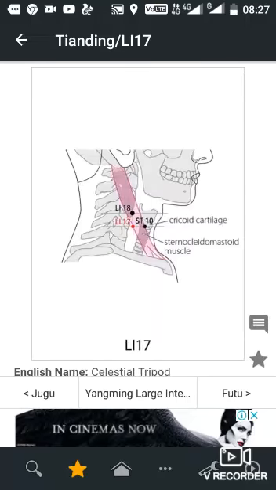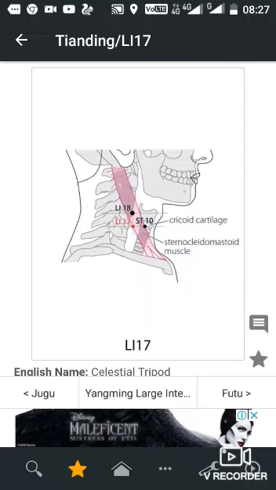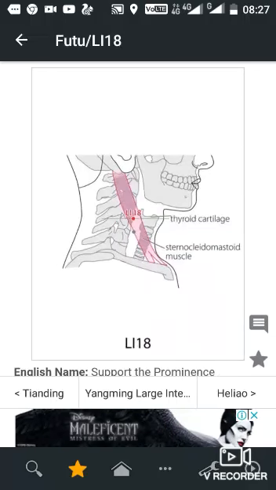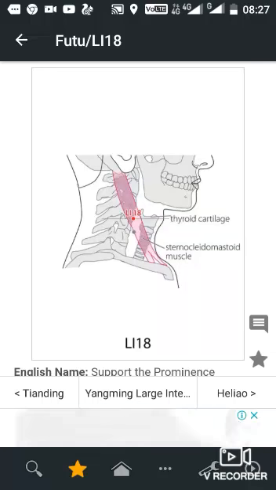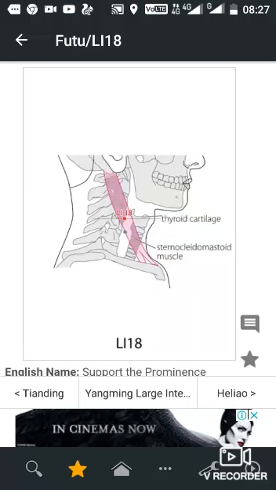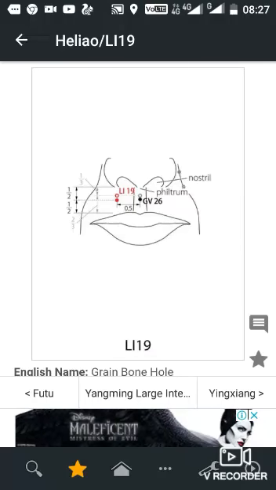Large Intestine 17, location: lateral side of the neck, at the midpoint of Futu, LI18, and the supraclavicular fossa, at the posterior margin of the sternocleidomastoid. Large Intestine 18, location: lateral side of the neck, level with the tip of the laryngeal prominence, between the two heads, sternal and clavicular, of the sternocleidomastoid. Large Intestine 19, location: above the upper lip, 0.5 cun lateral to Shuigou, GV26.